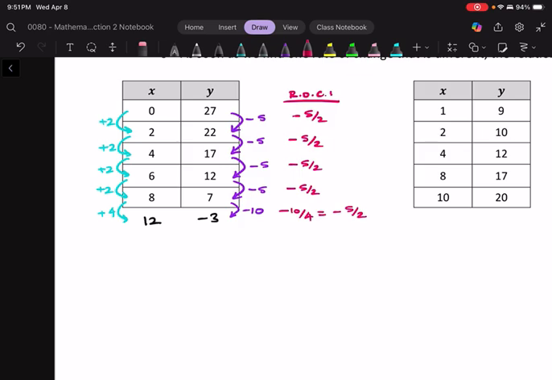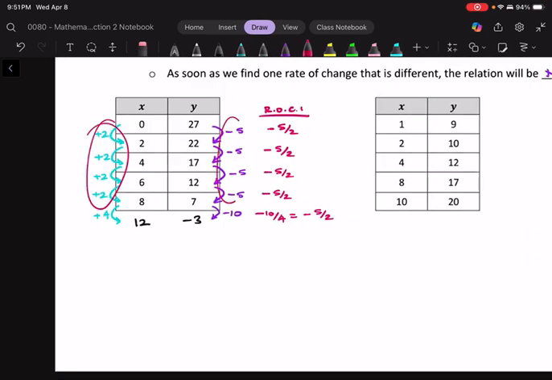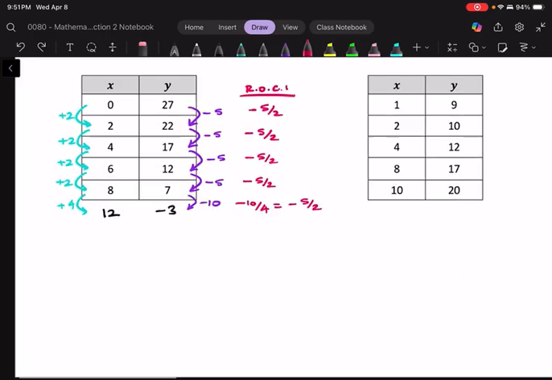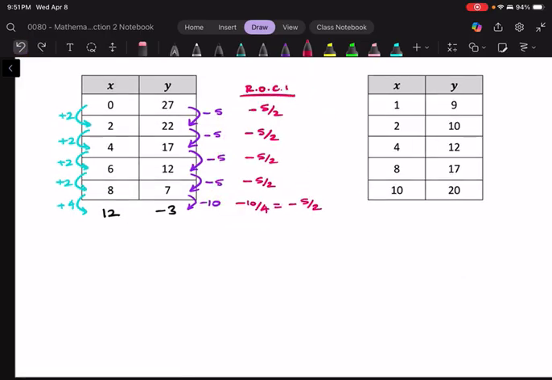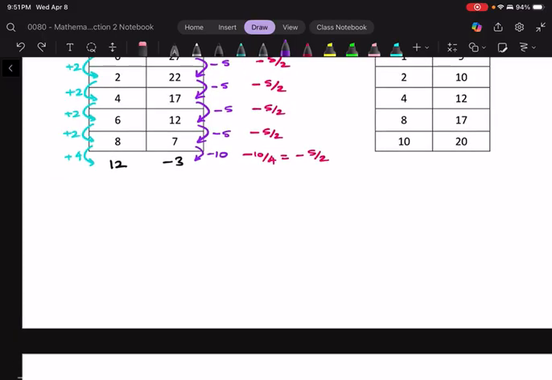That was just a little aside to say it doesn't have to be constant values that we're changing by, as long as the rate of change itself is constant. In any case, our conclusion here is that this is linear. And that's because there is a constant rate of change.